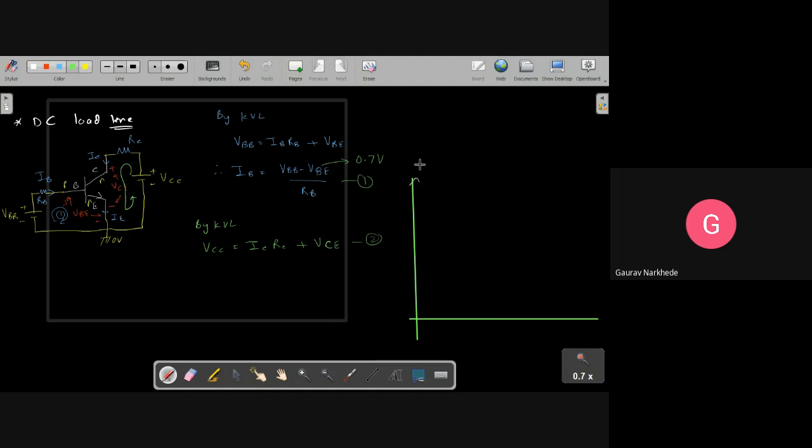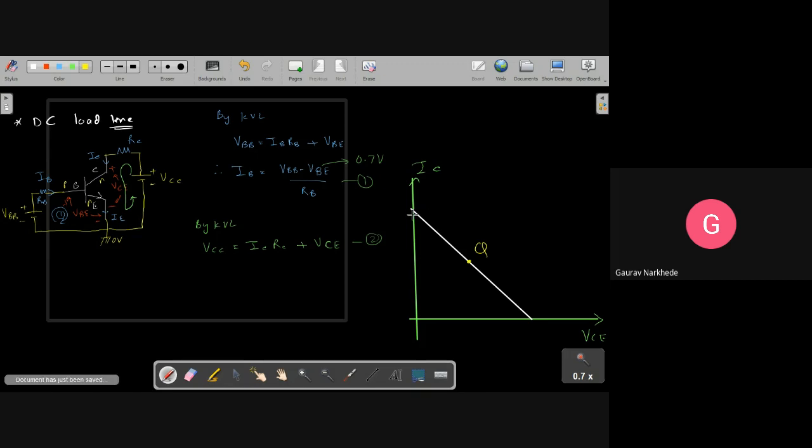So output characteristics of your collector emitter junction, that is, it is a graph of what? VCE, the output voltage, versus the output current, IC. And then you are getting a DC load line like this, right? And we were getting a Q point, right? So always the Q point was at the center of the DC load line, and I can call it Q.